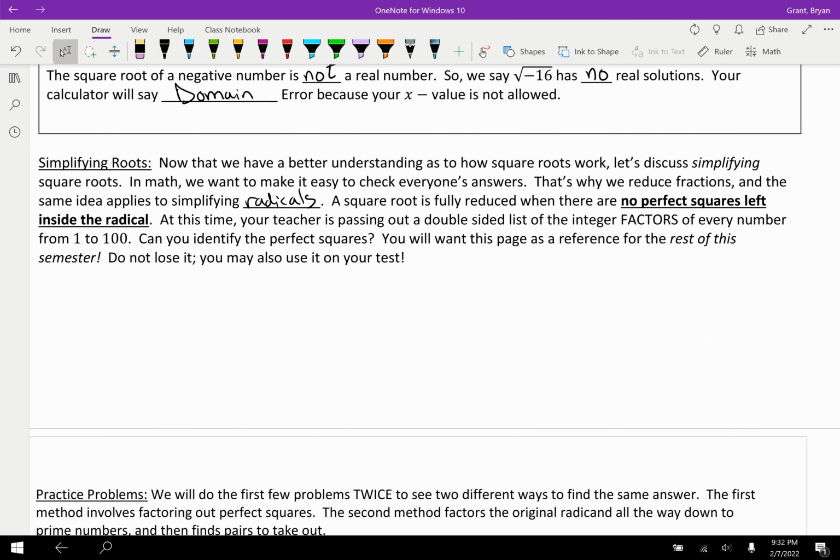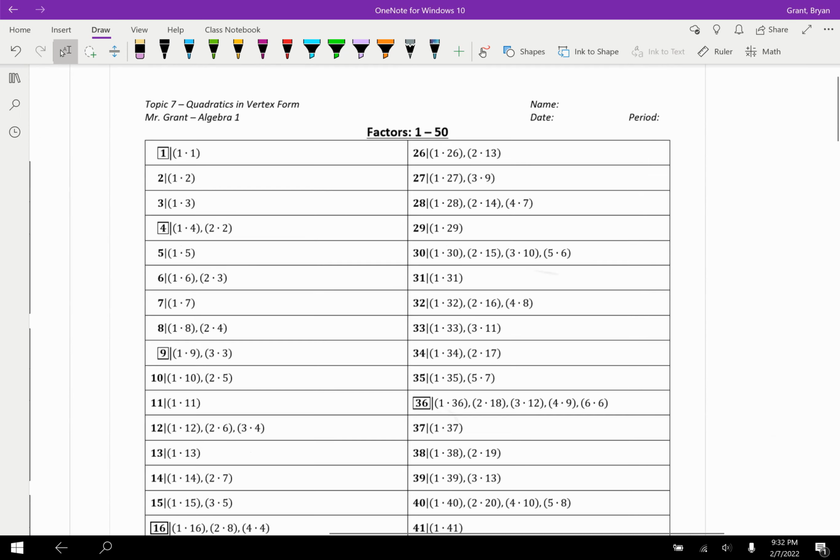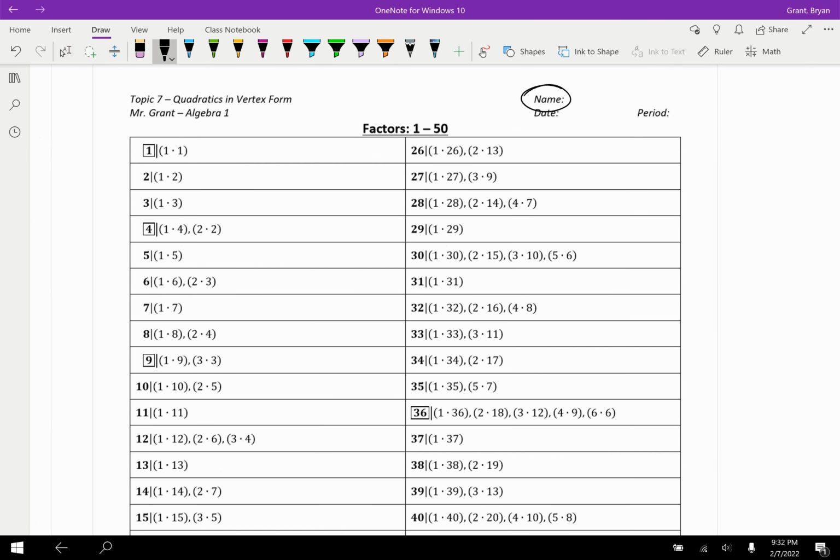Okay, now at this time, your teacher should be passing out a double-sided list of the integer factors of every number from 1 to 100. You are really going to want to hold on to this page. It's going to help you a little bit in this unit, but so much in the next unit when we start to factor. So the sheet should look something like this. Factors 1 to 100. Definitely put your name on it.